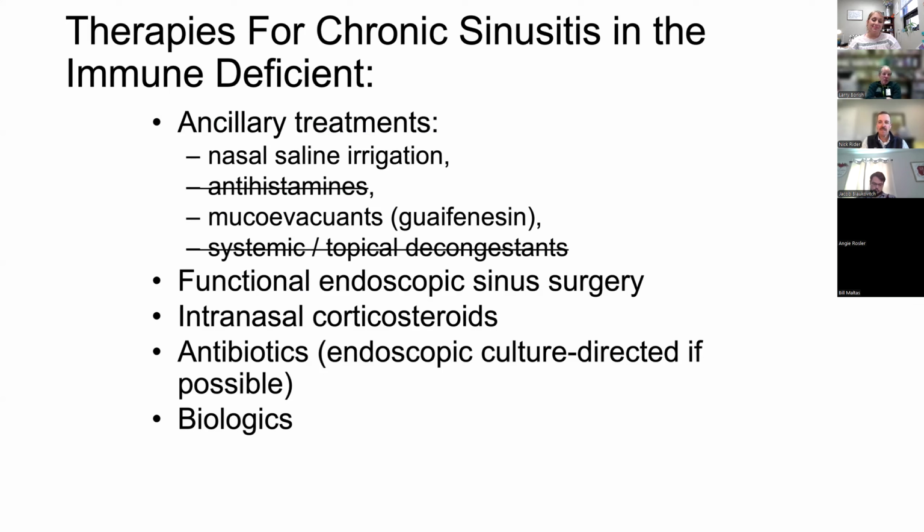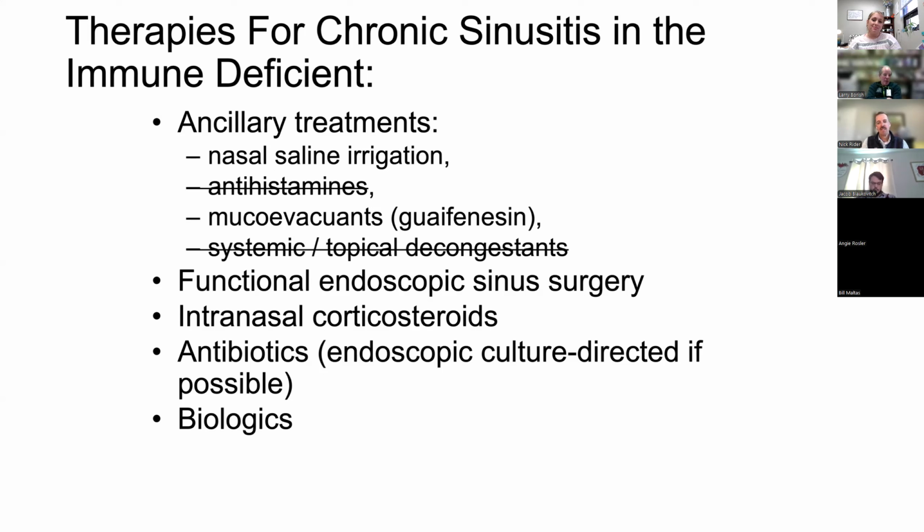I recommend mucoevacuants, guaifenesin. I don't know how helpful they are. I talked about sinus surgery. If there's large polyps, you're not going to fix the disease with saltwater irrigation. Make a surgeon your best friend. Steroids in the saltwater bottle. You don't want to be using them systemically in the immune deficient. Can reduce infections, reduce inflammation, eradicate the polyps.